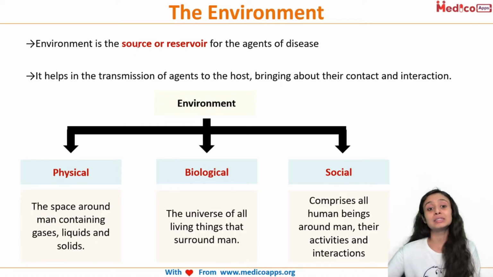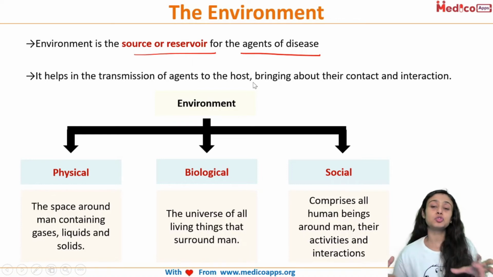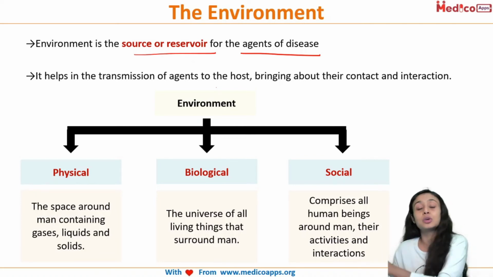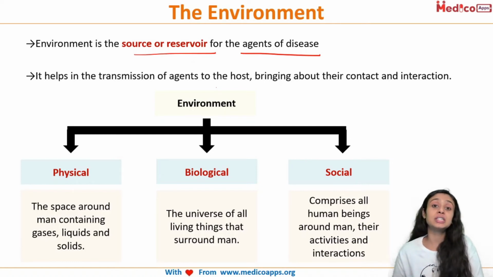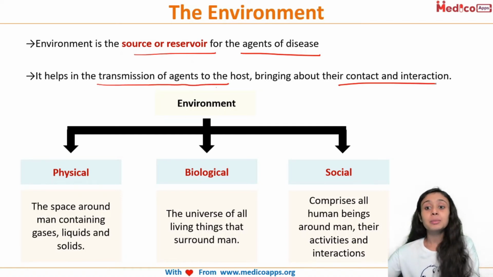So the environment acts as a reservoir for the agents of the disease. Basically, it's the environment which helps to transmit the diseases. It helps in the transmission of agents to the host. Initially, when you consider the causation theory, they said it was only host and agent. But what this epidemiological triad says is that host and agent are there, but the environment is also important, because the environment is the means through which your agent enters your host, or the agent causes some kind of effect on the host. So it helps in the transmission of the agent to the host, bringing about their contact and interaction.